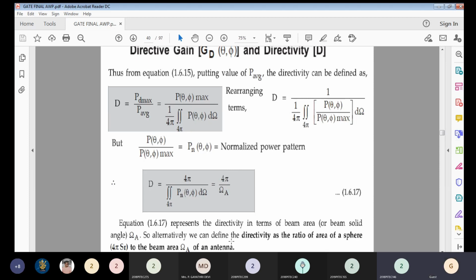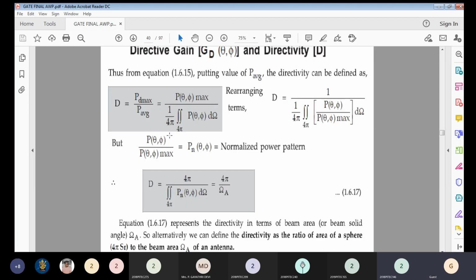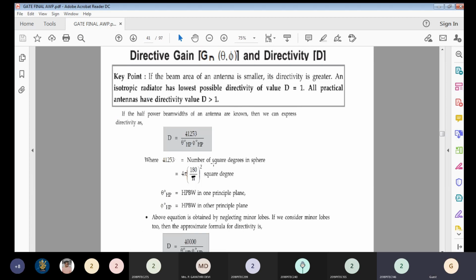So alternatively, we can define directivity as a ratio of the sphere. This is the formula for finding the directivity. Simply, the directivity D equals 4 pi by omega A. This is the formula. Okay. By substituting this, we get the directivity of an isotropic radiating antenna.